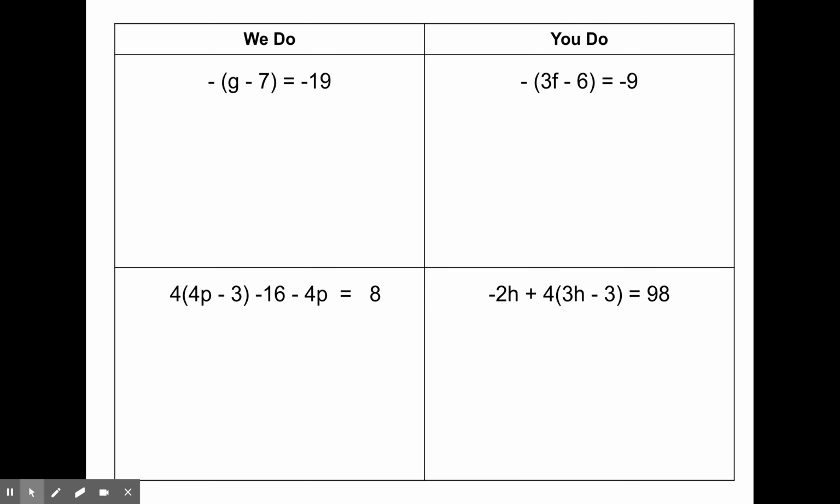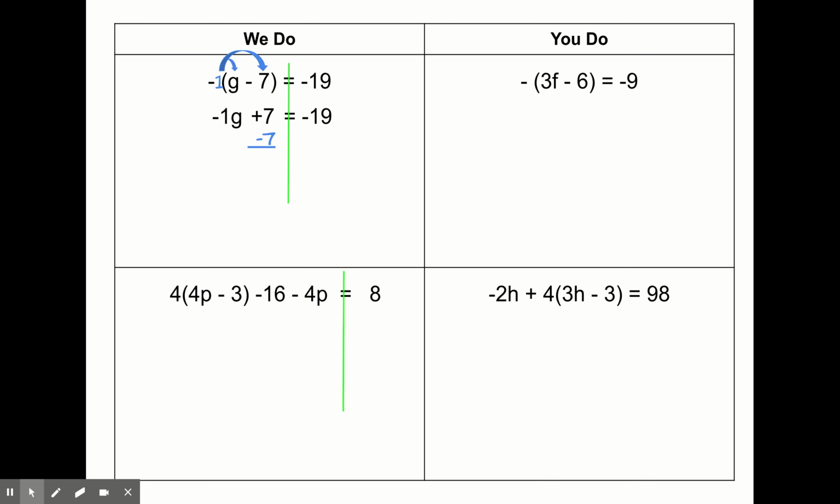Negative, and then in parentheses, g minus 7. What number is missing there? It's our 1. So I'm going to distribute my negative 1 to both g and negative 7, or minus 7. So I have negative 1g plus 7, because negative 1 times negative 7 is positive 7. And we still have negative 19 on the right.